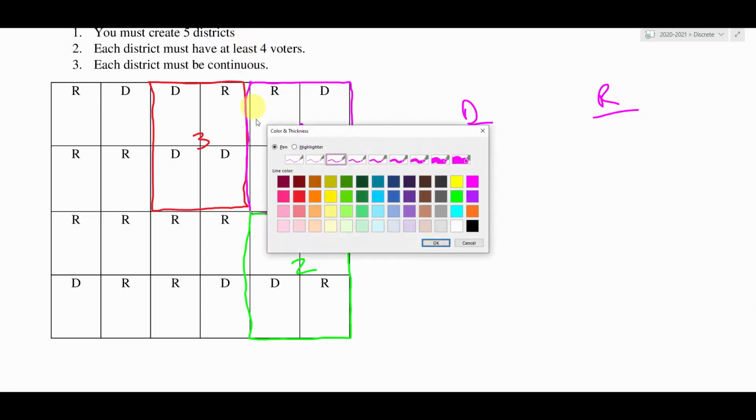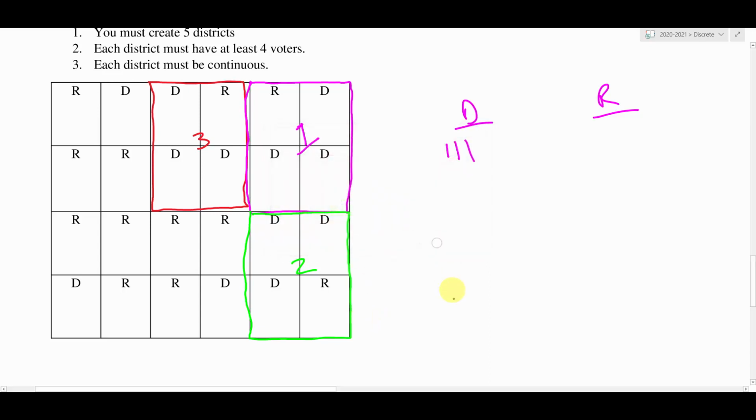So let's pick a different color here, and let's go with orange. Okay. And I'll come over here and I'm going to draw a district. I'm going to draw a big district this time. So I'm going to draw this one like this. Make this one a big district. There we go. So there's my district. We'll call this District 4. And when I count this one up, I've got all Republicans and 1 Democrat.